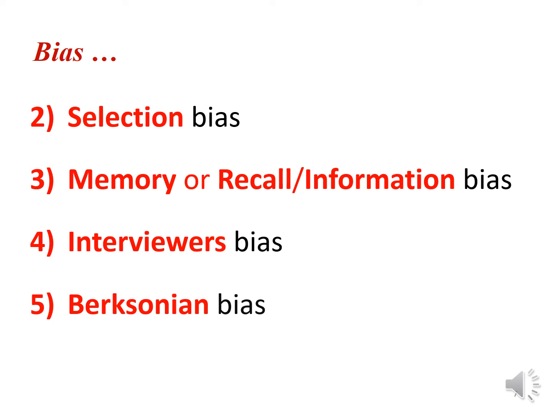So these are all biases that can occur during conduction of case control study. All these biases or systematic errors can distort our results. We can control interviewer's bias just by doing blinding. We will discuss blinding in detail during next session.